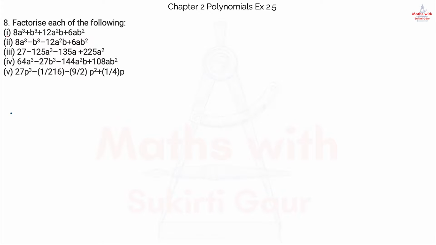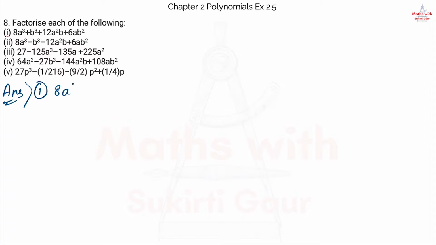In this video we are going to start with question number 8 of exercise 2.5, chapter 2 Polynomials. This is from the class 9th Maths NCERT book. We are done with question number 7. Now in question number 8 you have to factorize each of the following, so you need to find the factors of the following parts.